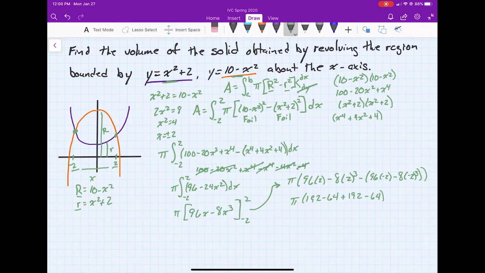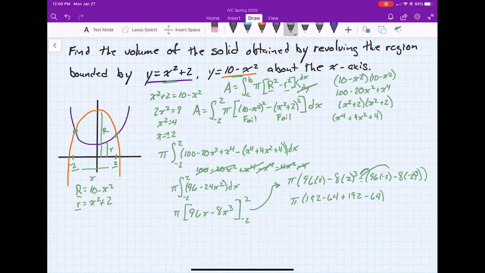So then we simplify this, and let's just combine the two 192s together. Oh, by the way, I distributed this negative. We got 2 times 2 is 4, times 2 is 8. That's going to be negative 8. Negative 8 times negative 8 is positive 64, and then distributing that negative, that's how we got a negative 64 in the lower.